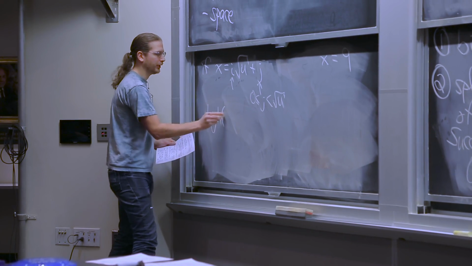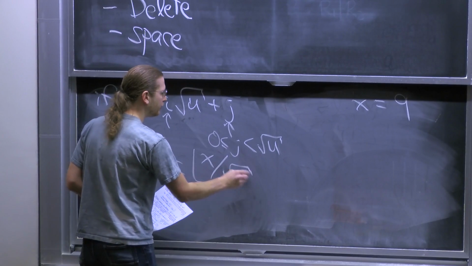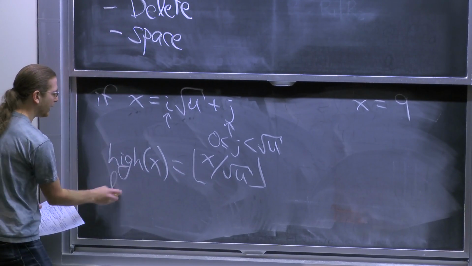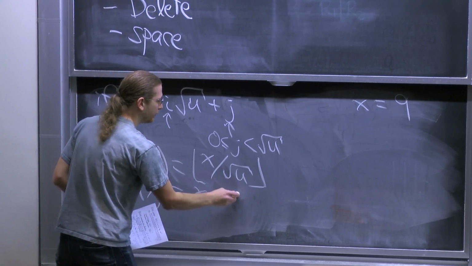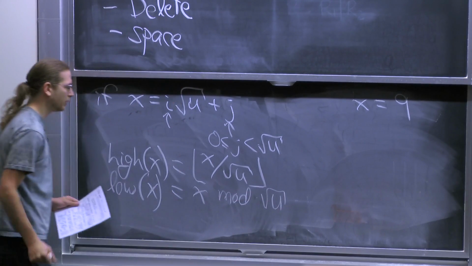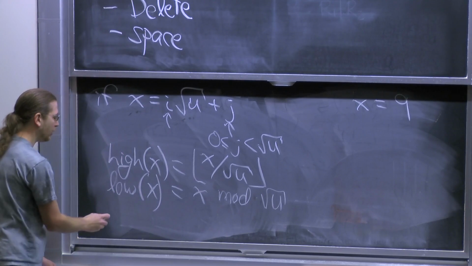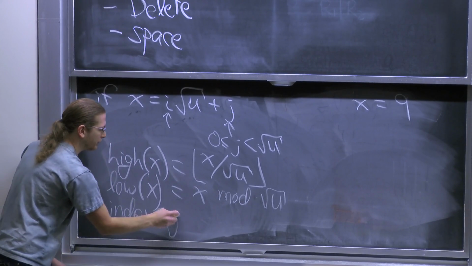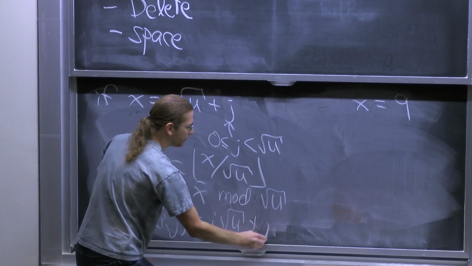define some functions to make this a little easier, more intuitive. When I do integer division by square root of u, just like taking the floor, I'll call that high of x, the high part of x, and low of x is going to be the remainder. That's the j up here. And if I have the high and the low part, the i and the j, I'm going to use index to go back to x. So index of i, j is going to be i times square root of u plus j.